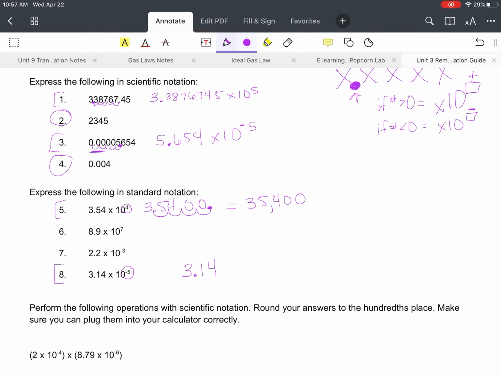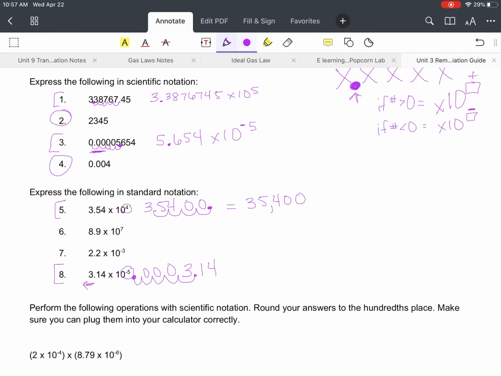3.14. Okay, so I have this number here, my exponent, -5. That means I'm going to move it 5 spaces, but since it's negative, I want to make sure I'm moving it in the direction it's going to make a little number. So that's going to be towards the left. So 5 places. So 1, 2, 3, 4, 5. So there's my new decimal.